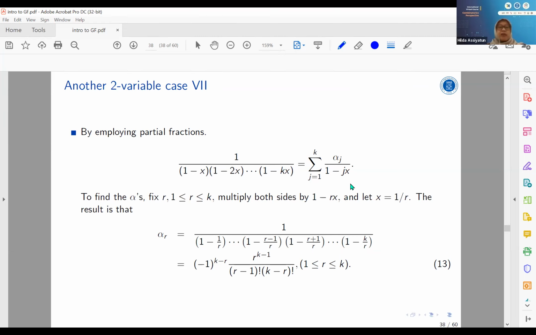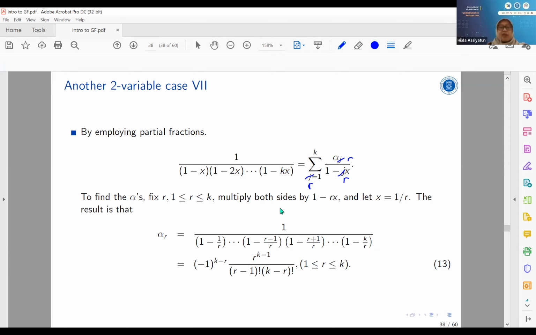Maybe I changed my mind again. I think here I changed j into r. This should be r. Now how to find the alphas? This is the trick, and it should be easier.